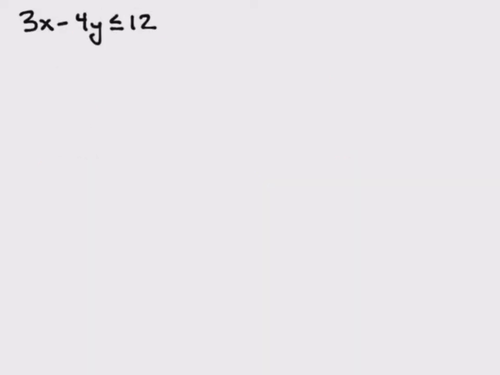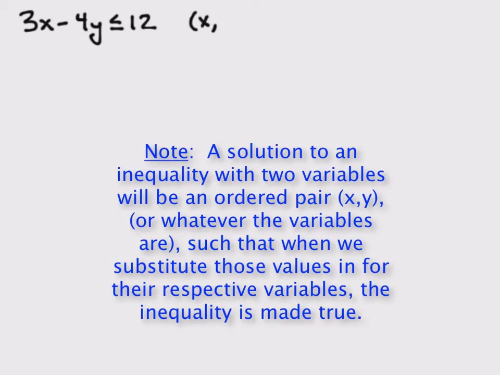In this section, we're going to be solving very similar inequalities, only now our inequalities are going to involve two variables. For example, 3x minus 4y is less than or equal to 12. And now we're looking for ordered pairs of numbers, x comma y, such that when we substitute both numbers in for the respective variables, we get a true statement.